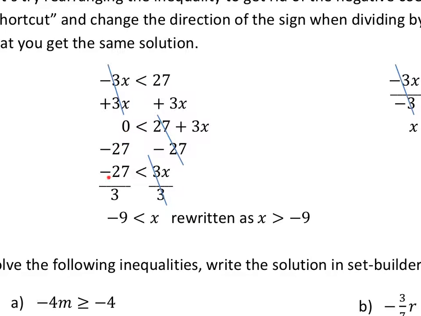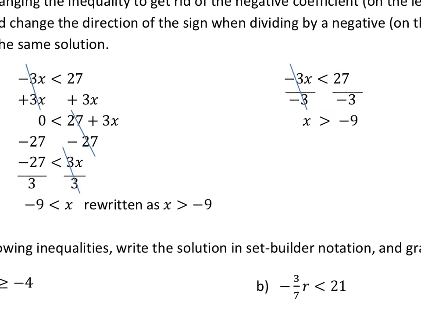0 minus 27 is negative 27, which is less than 3x. Divide by 3, we get negative 9 is less than x. Now in this situation, I did not change my symbol. But that's a lot of work.